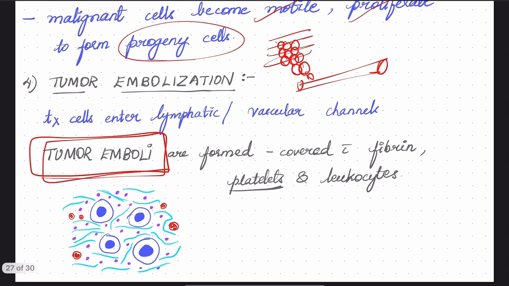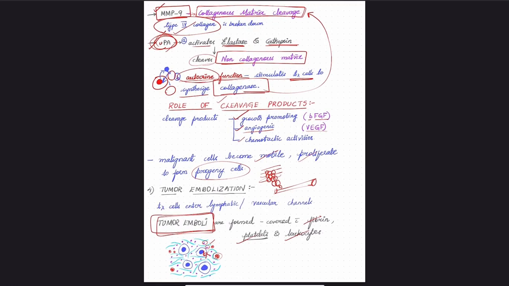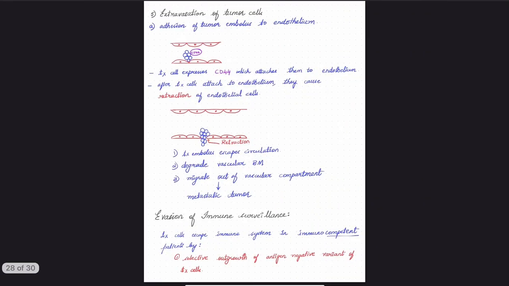Along with the clump of tumor cells, they are covered with fibrin. This light blue is the fibrin, and also platelets. Purple dots are the platelets, and WBCs. All together form a tumor emboli. They are composed of tumor cells, fibrin, platelets, leukocytes. All these form a tumor emboli within the vascular channel, lymphatic channel, or the blood vessel.